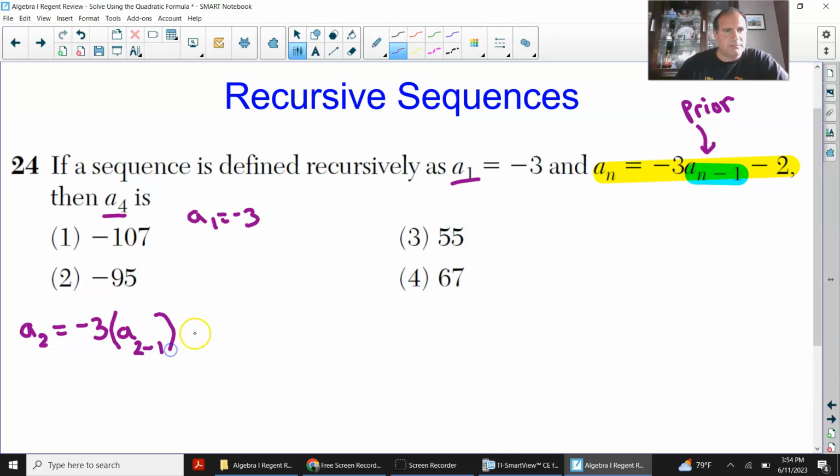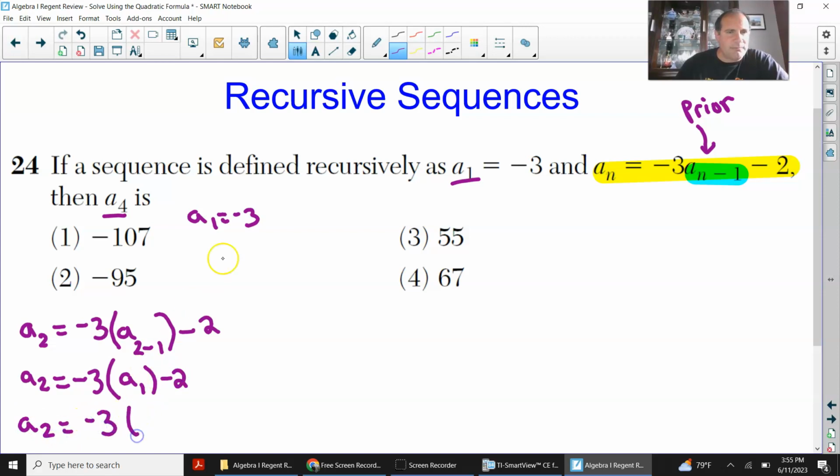Close parenthesis. And then see this minus 2? We're going to minus 2. So now we're going to have a sub 2 equals negative 3 times a sub 2 minus 1, which is a sub 1, minus 2. I'm not skipping anything because I don't want to confuse myself.